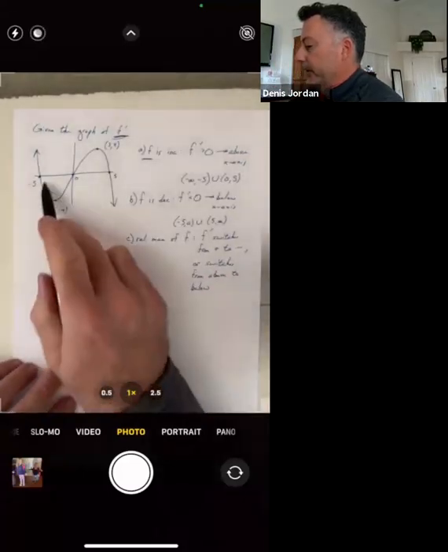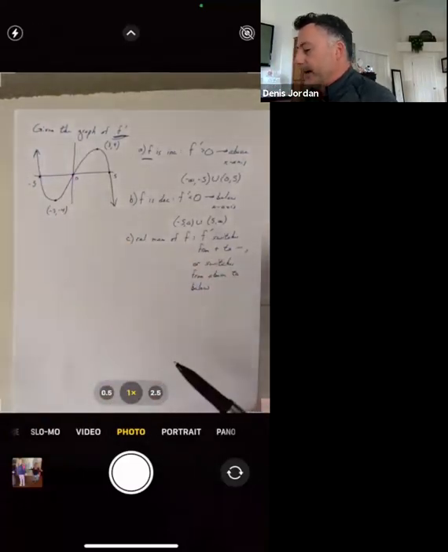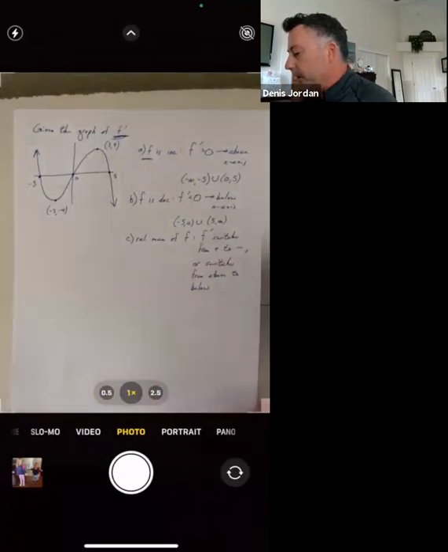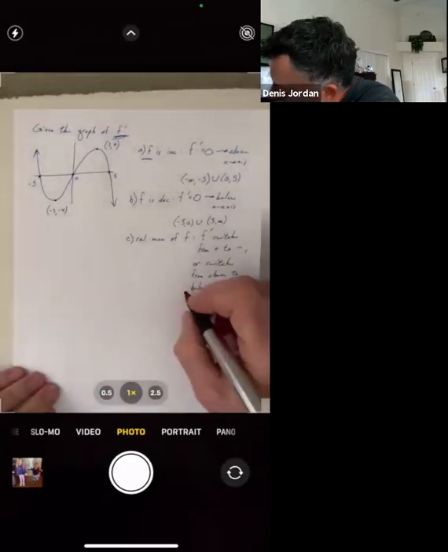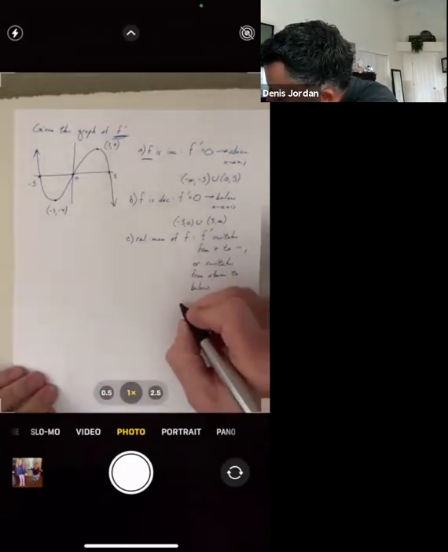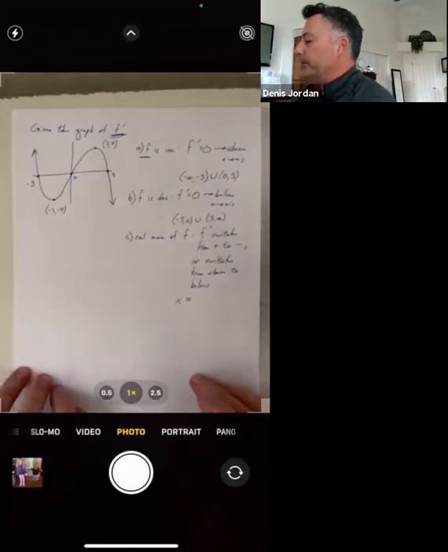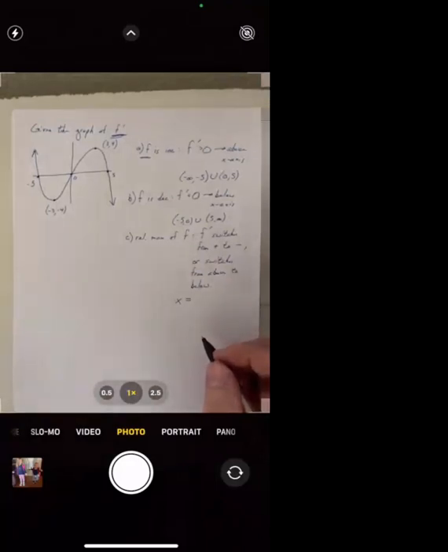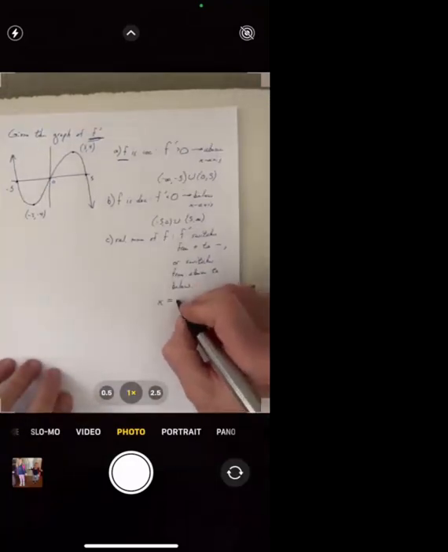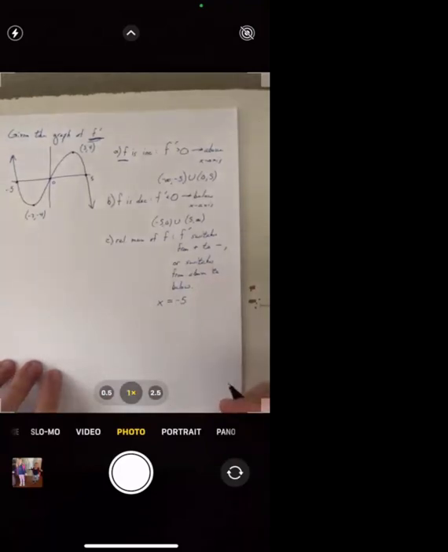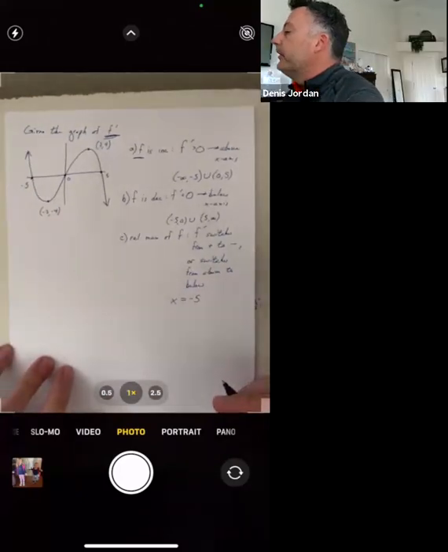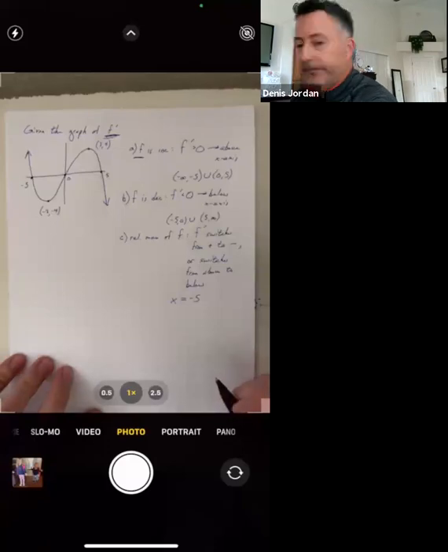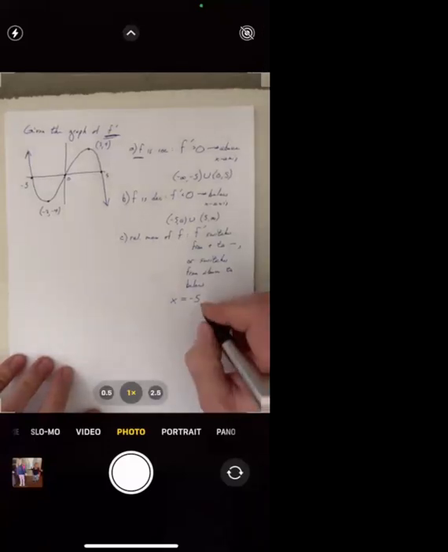All right, so looking at your graph, where is it switching from top to bottom, or switching from above to below, or switching from positive to negative? It would be at x equals negative 5. And is that it, or is there another one? And positive 5.